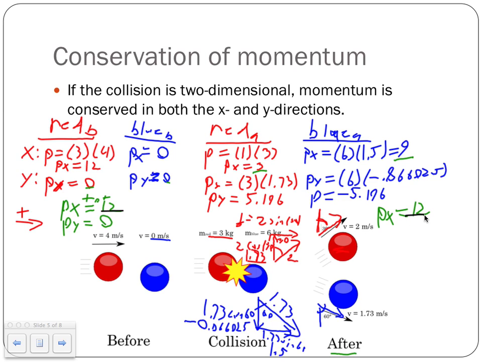We should have the same thing happen for y. So taking a look in the y direction, total momentum for y should be the sum of the two we had. So the red ball had a y momentum of 5.196.